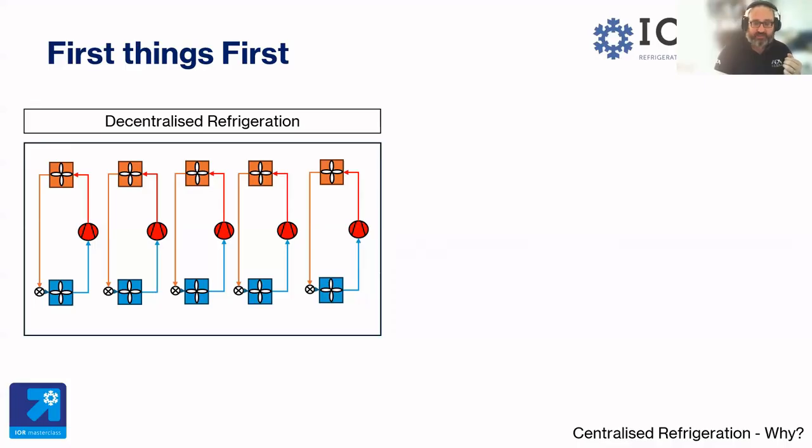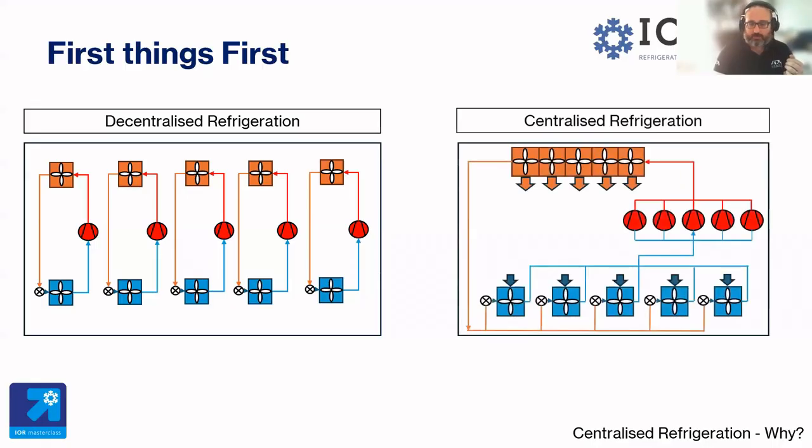And then we're going to consider a centralized refrigeration system with all the same items, except the condenser and the compressors are all commoned up. And that fundamentally is centralization. You can have centralization of evaporators as well, and in some respects, centralization of cold stores and multiplex cabinets. But we're not really going to talk about that here.